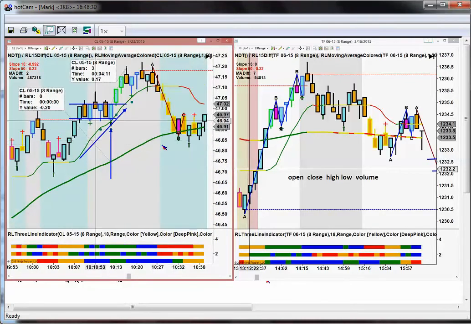Now let me show you a couple of others. Here it is again. This is such an important pattern that I really, really wanted to, let me see.